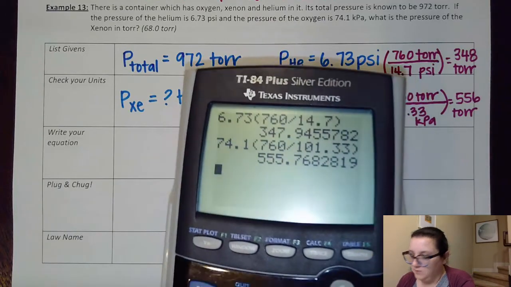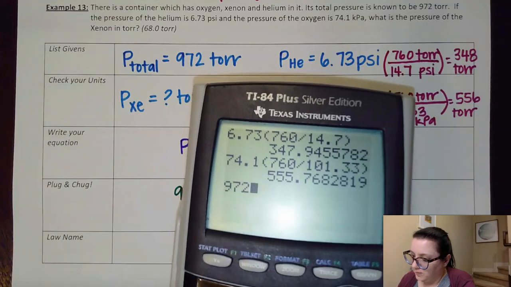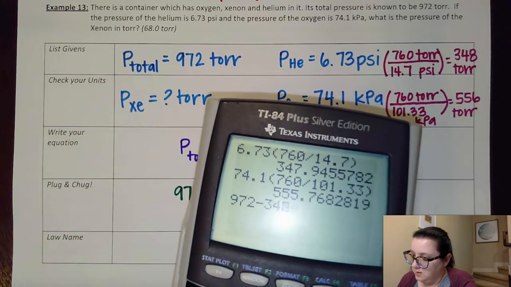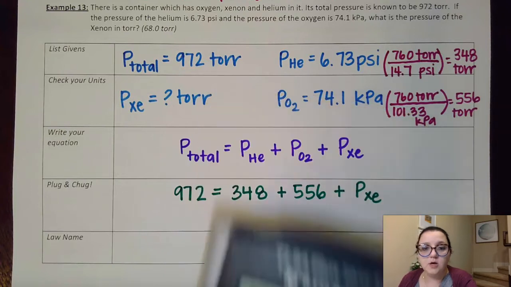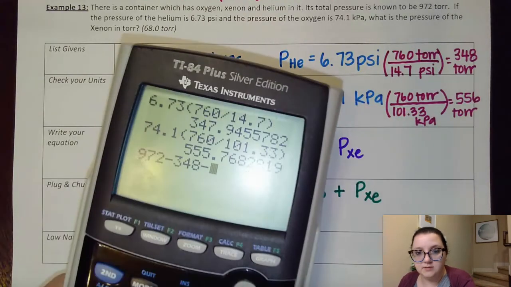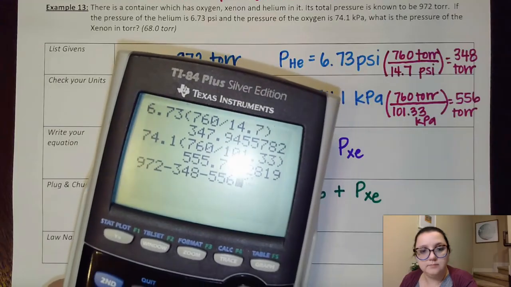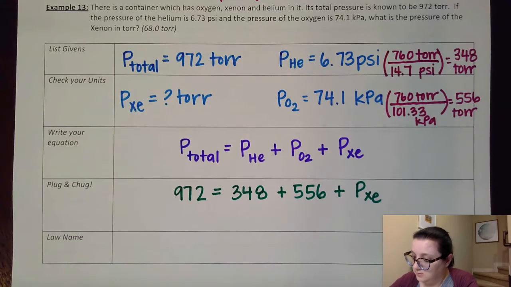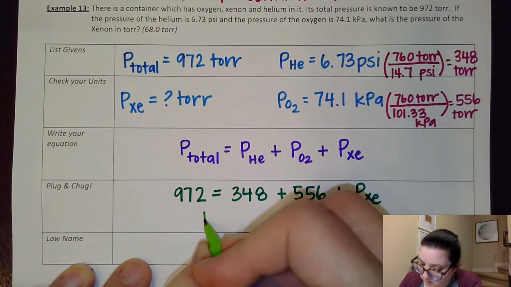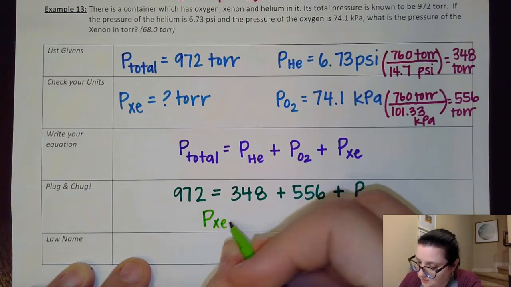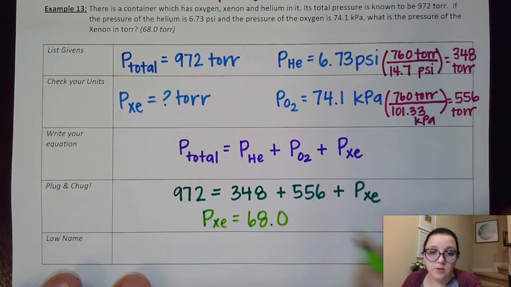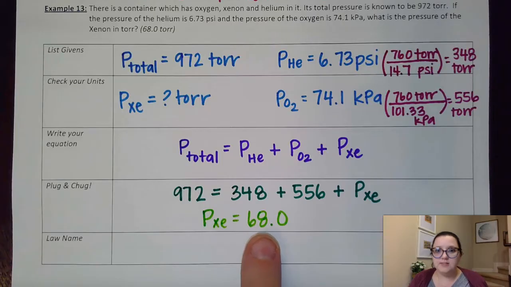All right, so I'm going to have 972. I'm going to subtract over the 348. And I'm also going to subtract over the 556. And that gets us 68. So that means our pressure of our xenon is 68. If you want to include the 0.0, you could for the third sig fig.